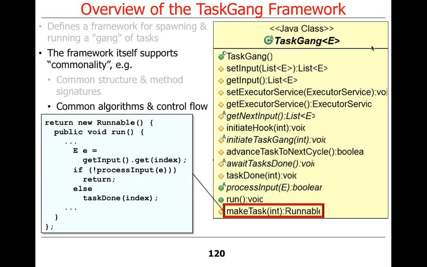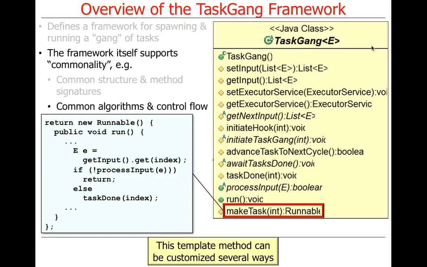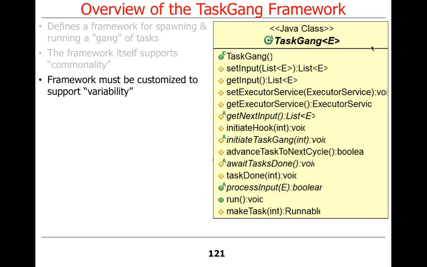Here's the make task factory method. This is used to make a task. Here's the default behavior that it does. It makes a runnable, which is a task, as you know, and its run method gets the input that corresponds to the index that's passed into make task, and it processes that input, and then if it fails, it returns. Otherwise, it goes ahead and says task done, which is a hook that can be used to customize what goes on next. And once again, you can modify this in various ways.